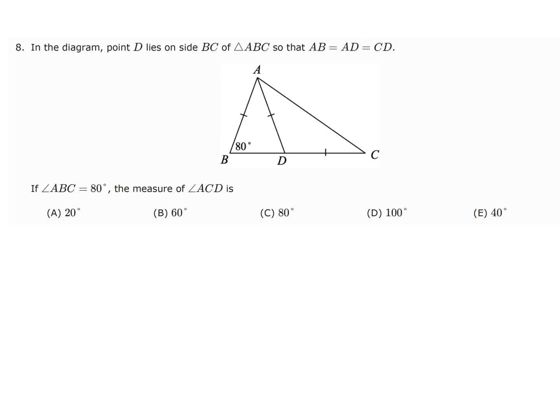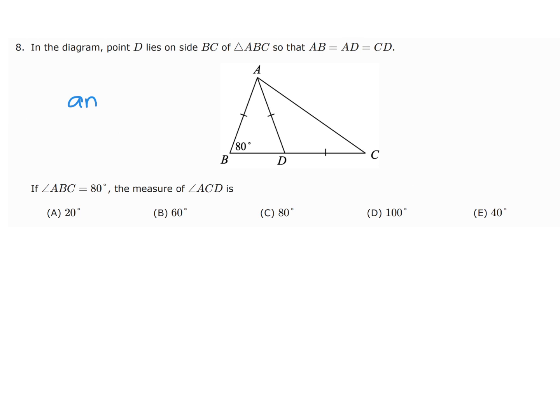In the diagram, point D lies on the side BC of triangle ABC, so that AB is equal to AD is equal to CD. If angle ABC is 80 degrees, the measure of angle ACD is.